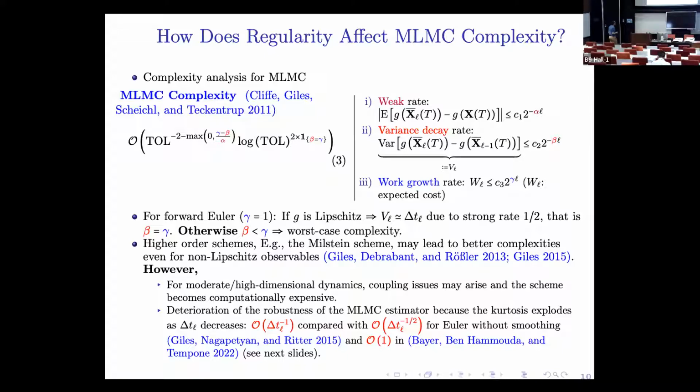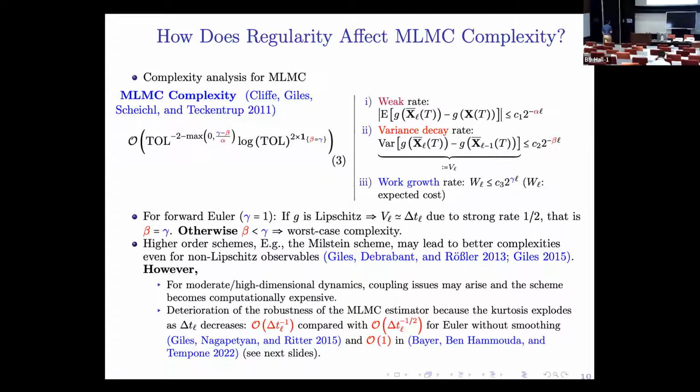On the other hand, you get the worst case complexity if the variance decay is slower than the work growth. As an example, if you consider the Euler-Maruyama case, then you have gamma equal to 1. If you have a Lipschitz integrand, and given that you have a strong rate of order 1/2, then by Lipschitzness you get that beta is equal to 1, equal to gamma. Otherwise, if the integrand is not Lipschitz, then you lose that and you will have the worst case complexity.